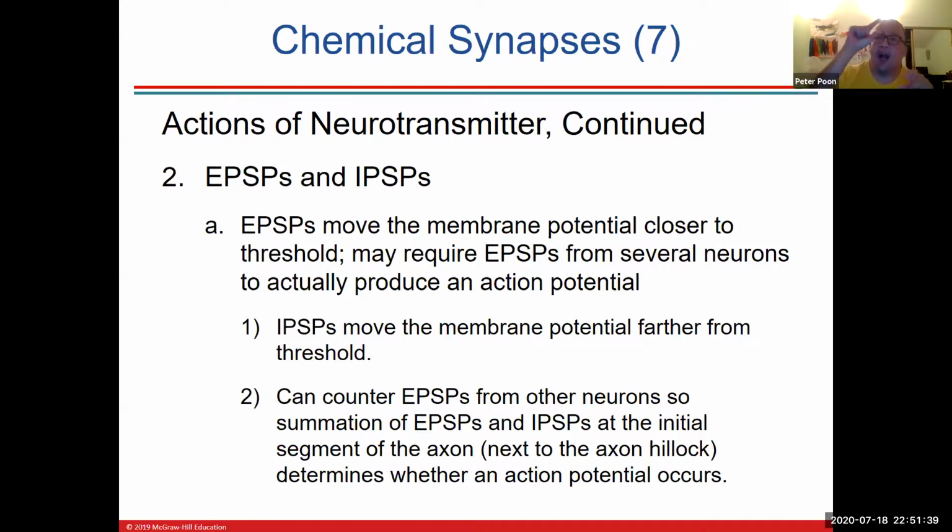At the axon hillock, I mentioned this in the anatomy talk, the axon hillock is a very important piece. I sum up all the EPSPs and IPSPs at the axon hillock. If I hit negative 55, bam, action potential down the axon. If I don't hit negative 55, nothing.